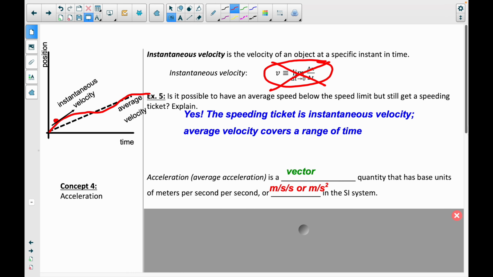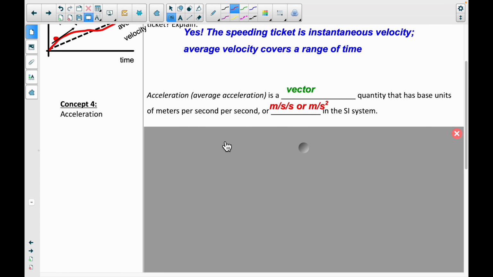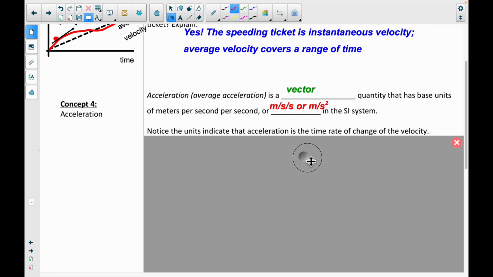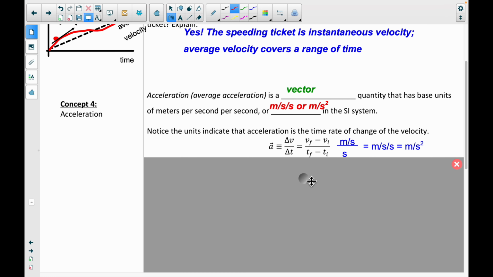Now, when we talk about velocity, we also then have to start talking about acceleration. Acceleration is a vector quantity that has base units of meters per second squared in the SI system. The way we find acceleration is by this. Once again, you ought to memorize this, and you probably ought to go ahead and write it on your formula sheet so you have it.